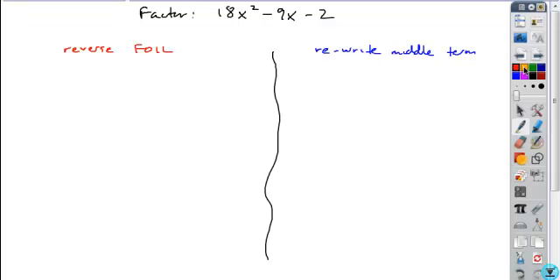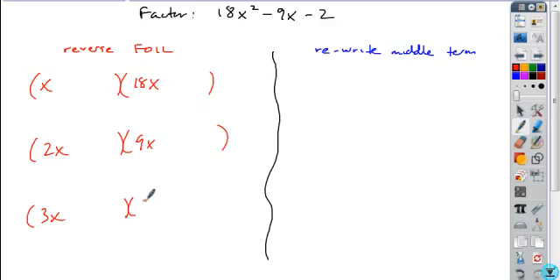I'm going to go ahead and talk through this. So if you're using reverse FOIL, we look at the different combinations of first terms that would give us 18x squared. So x and 18x, 2x and 9x, or 3x and 6x. So those are our different possible combinations for our first.